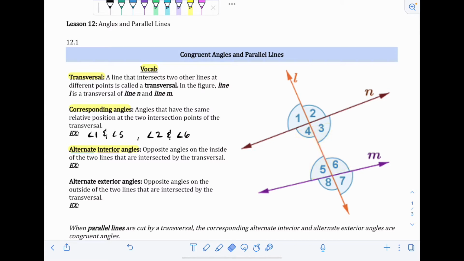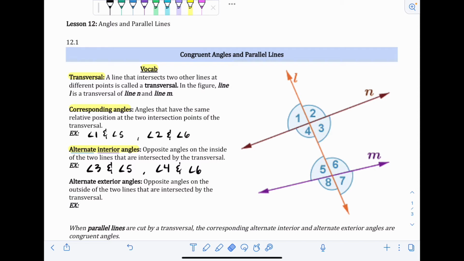For examples of alternate interior, we're only looking at these angles because those are the only interior ones. Alternate could be angle 3 and angle 5 because they're on opposite sides of the transversal. The other pair of alternate interior would be angle 4 and angle 6. Both are inside but on opposite sides of the transversal.